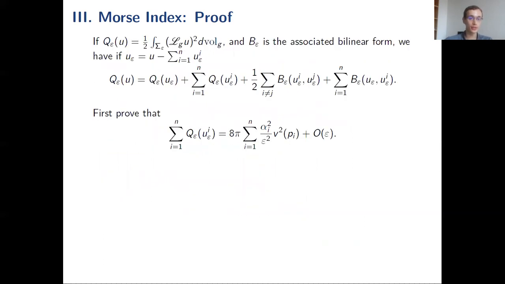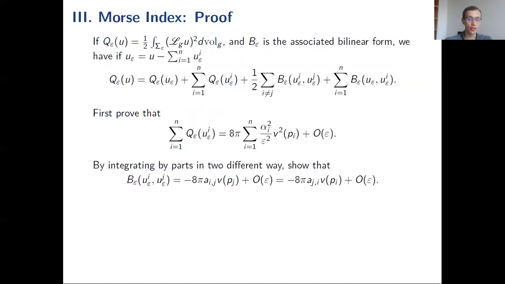Then we have this quantity q epsilon of u, one half of the integral on sigma epsilon of Lg of u squared. And then we remove the sum of these u epsilon i. So it gives various terms. And you first prove that indeed, this quantity q epsilon of u epsilon i will exactly capture the singular term.